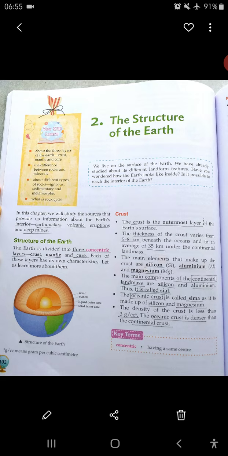So the continental landmass, the main components are silicon and aluminium, and it is also referred to as Sial. The oceanic crust is called Sima as it is made up of silicon and magnesium, Si of silicon and Ma of magnesium. The density of the crust is 3 gram per cubic centimeter.